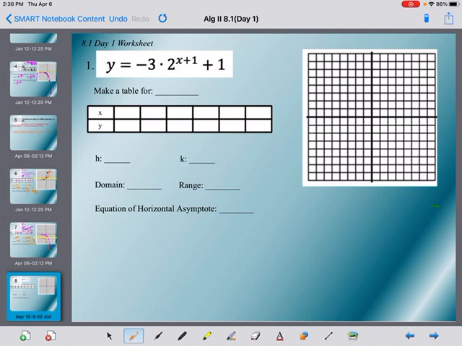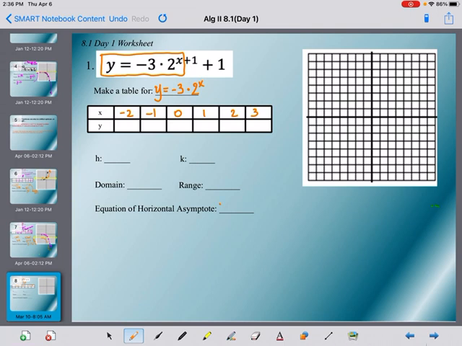So we're going to start with making a table for our parent. And we know that our parent is just 2 to the x in the function. So we are making a table for -3 times 2 to the x. The x values that we are going to choose are going to be -2, -1, 0, 1, 2, 3. And that is going to be the case for every single graph you're going to do. So this is where I'm going to pause on this one, and I'm going to let you finish the parent table and graph, figure out your h and your k, make your final graph, make sure that you are putting in your horizontal asymptote on your graph and you're identifying the equation of that.